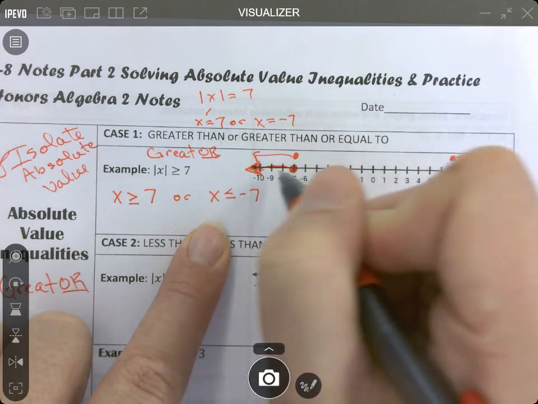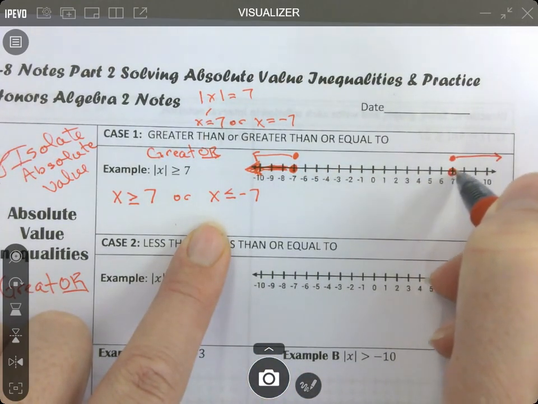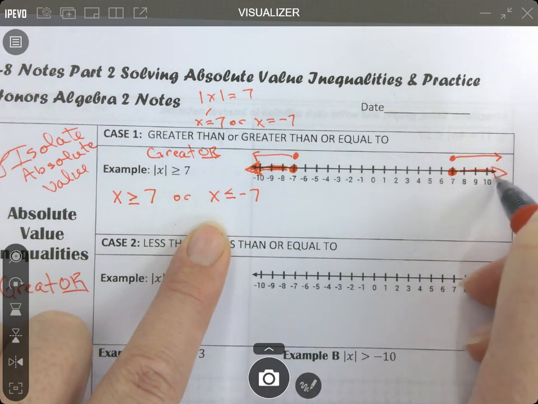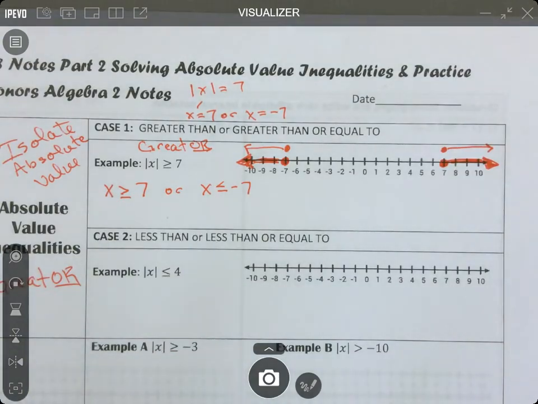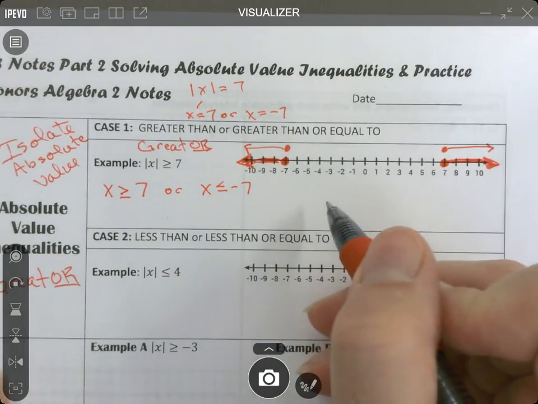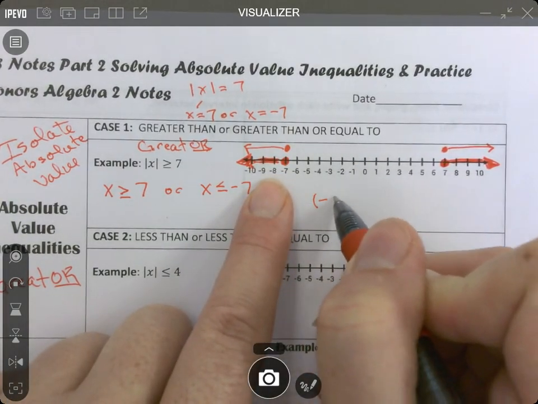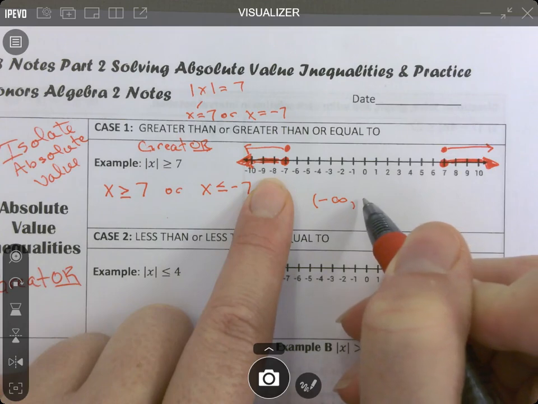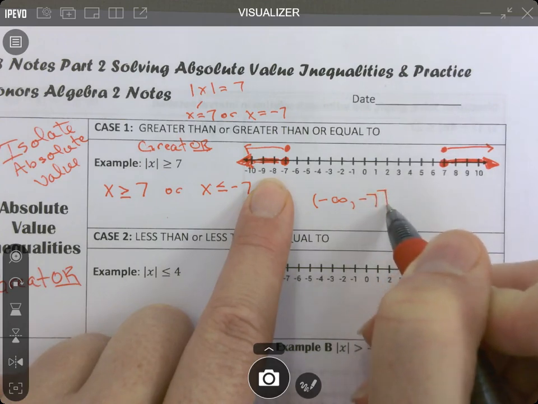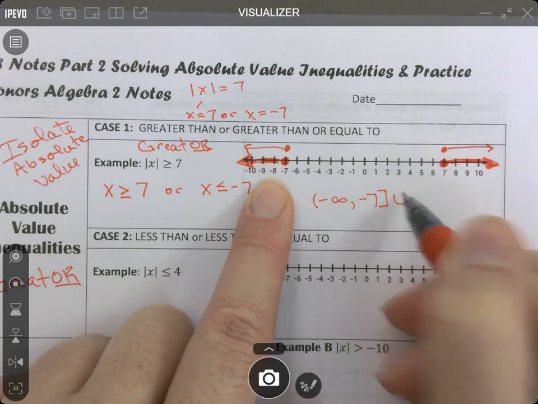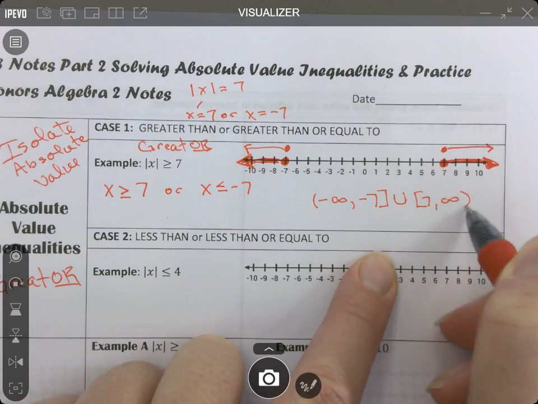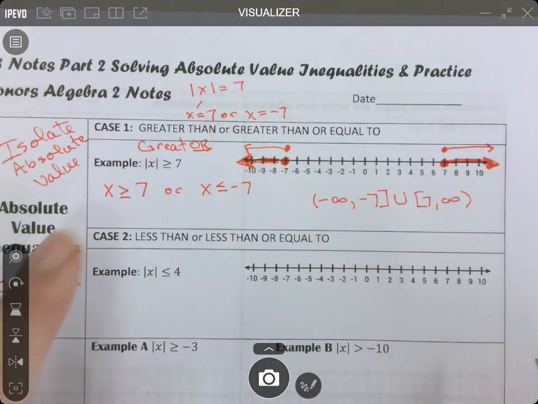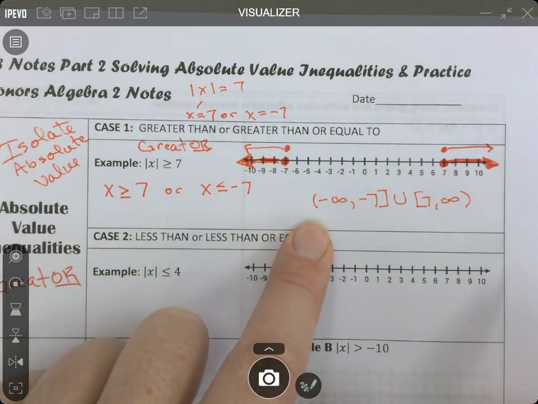Again, I know some of you will fight me on testing it. If you can see in your head what's happening, that's fine. But a lot of errors on the test because we just graphed what we thought we should and we didn't actually test it. How would I write this in interval notation? Well, the low is -infinity, and where does it stop? -7 with a bracket, union, and it starts at 7 and it goes to +infinity. So inequality answer, interval notation, graph.